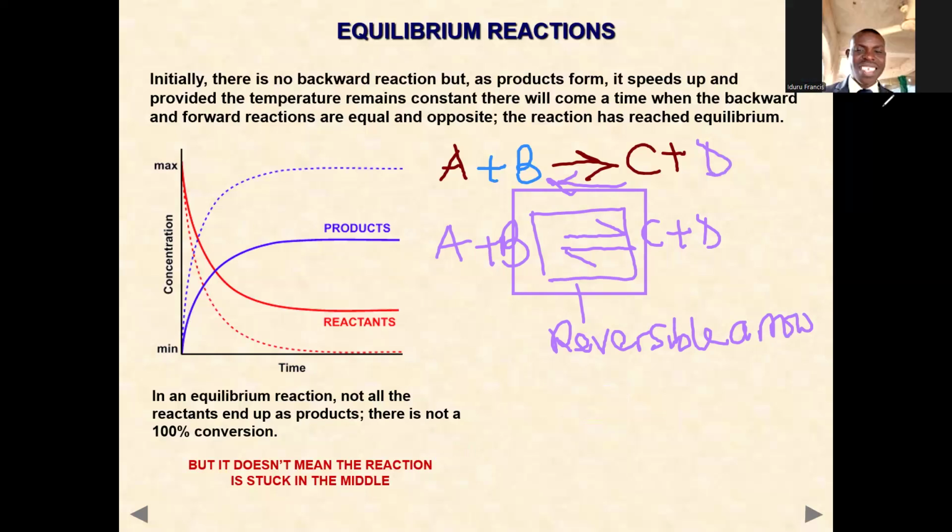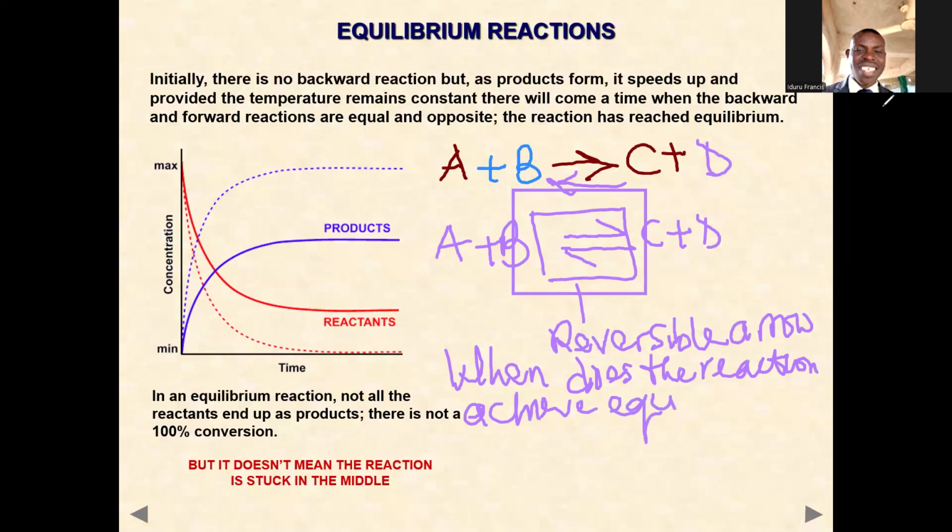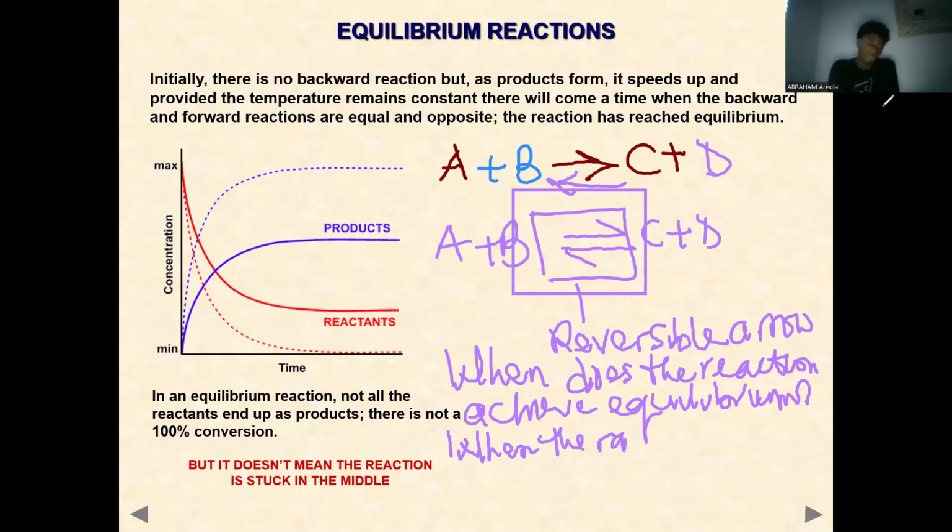So when we ask you, explain when the reaction achieves equilibrium, you now tell me it achieved equilibrium when the rate of forward, look at the word rate, it achieved equilibrium when the rate of forward reaction is equal to the rate of backward reaction.